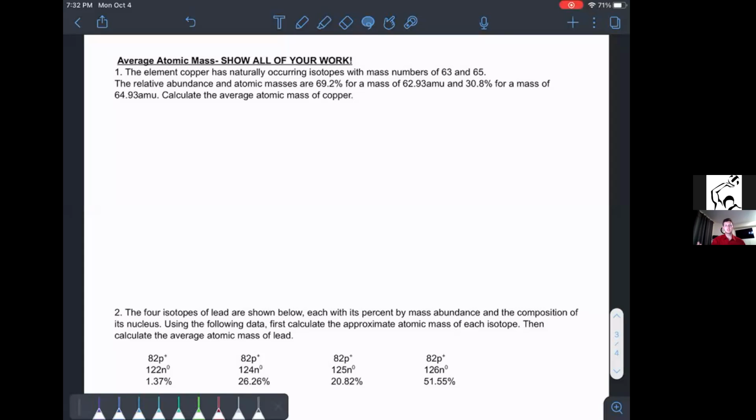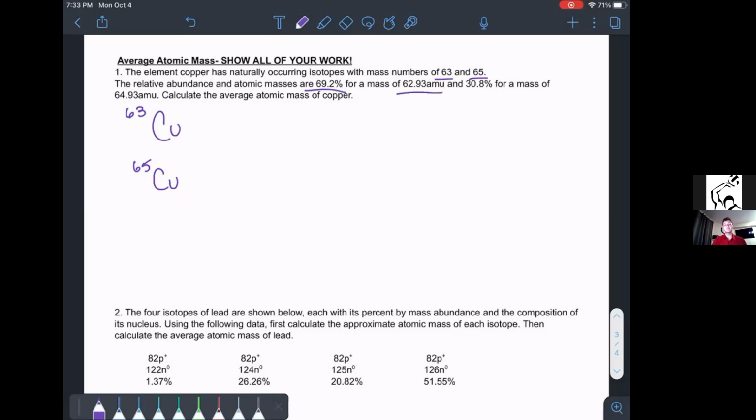So remembering that average atomic mass is the average between all the atomic masses, or really adding up all the percentages of each atomic mass, and that's going to be your relative or overall atomic mass, which means that we have to look at all of them. So this one, we have 63 and 65 for our mass numbers of copper. So let's write that down just so we know we're talking about copper 63 here, and we're talking about copper 65 over here.